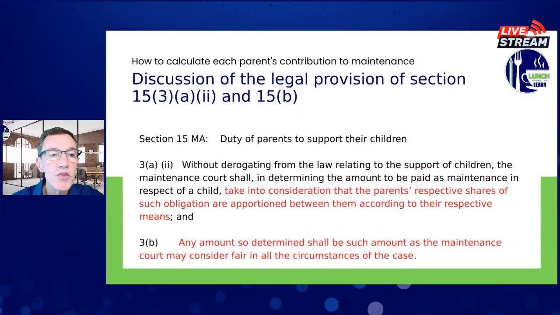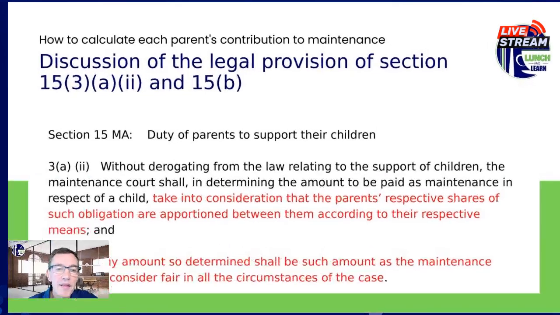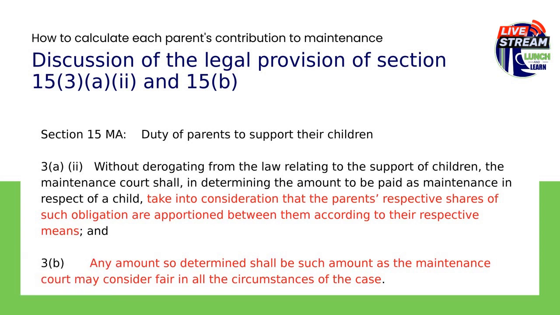So if we delve right into it, the first portion is the discussion of the legal provisions of the Maintenance Act. Remember, we said that the Maintenance Act is the act that we use to guide us, to tell us how we need to split the apportionment. And if you look at section 15.3, and I'm referring to section 15.3A2, it says that the courts would take into consideration that the parents' respective means or shares, they share the obligation, and it should be apportioned between them according to their respective means.